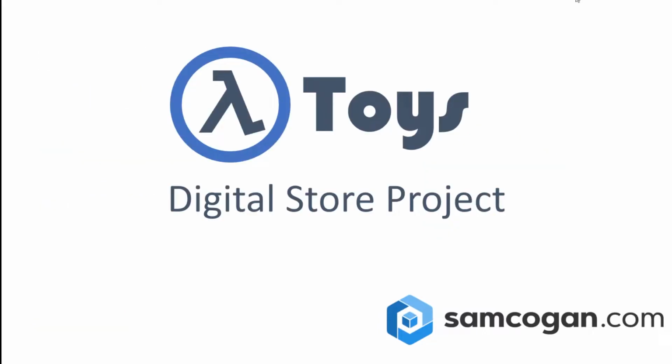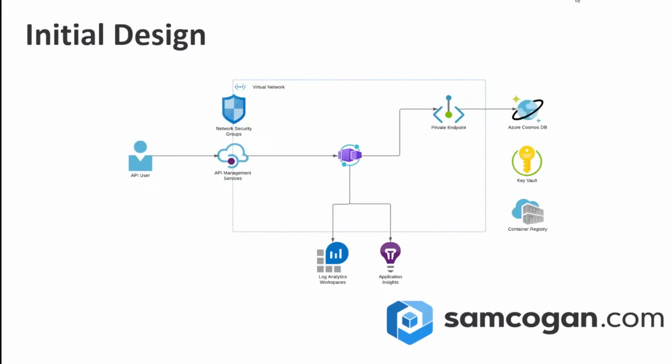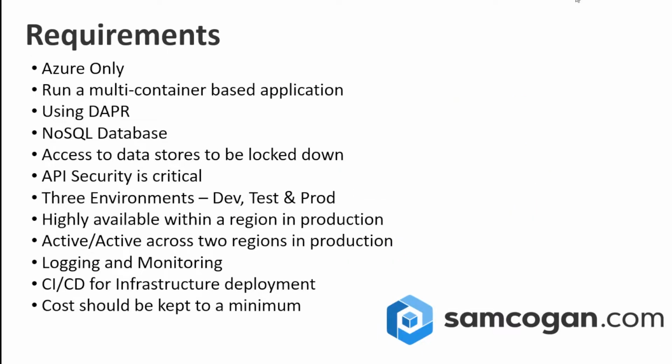So we're still working on our Landed Toys digital store project. We've got all our infrastructure written in infrastructure as code now, and that's deploying and working well in our dev environment. And then if you remember from our requirements document, in particular, we're going to need to deploy 3 different environments: dev, test, and prod. We're doing dev all right at the moment. We want to do test and prod.